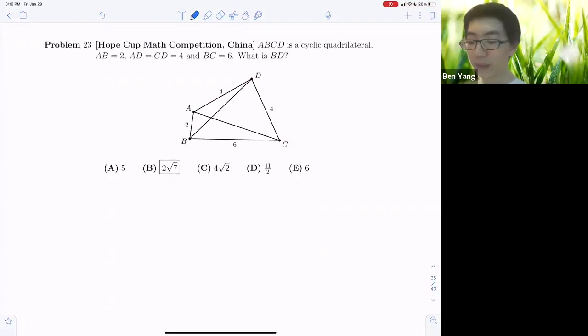So assume AC and BD intersect at the point P. There are actually two pairs of similar triangles in this graph. Since ABCD is a cyclic quadrilateral, we know that angle PBA is equal to angle PCD. And also angle PAB is equal to angle PDC. So the two triangles there are similar to each other. So triangle PAB is similar to triangle PDC.